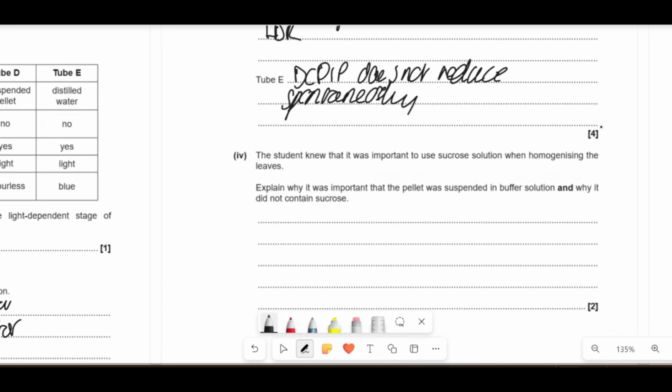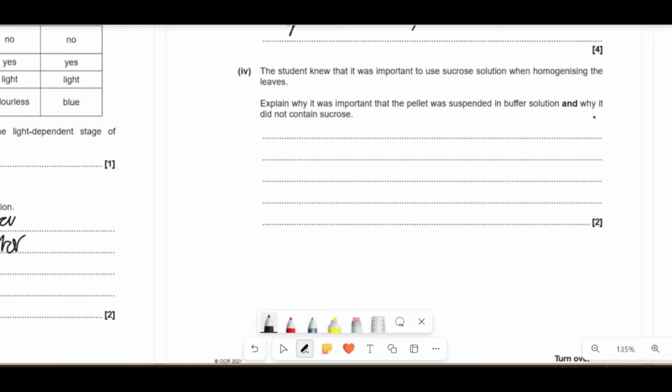The student knew it was important to use sucrose solution when homogenizing the leaves. Explain why it was important that the pellet was suspended in buffer solution and why it did not contain sucrose. So it's buffer solution, no sucrose. So buffers maintain the optimum pH, or they resist pH changes. And then why no sucrose then? Well, have a think what would be going on. So no sucrose here is a bit trickier because it's told you it's nothing really to do with water potential stuff. It's told you that it's important to use sucrose for homogenizing.